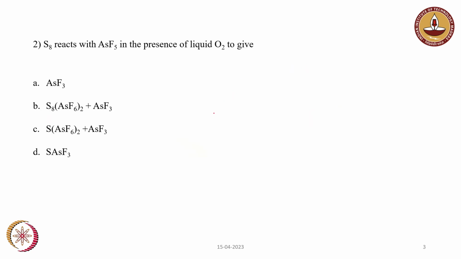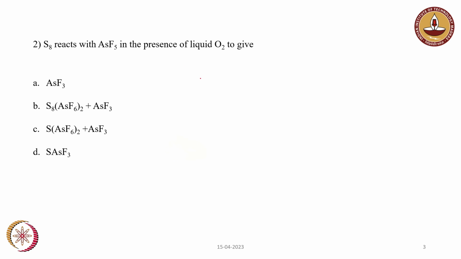Next question is S8 reacting with AsF5 in presence of liquid O2 to give option A AsF3, option B S8 AsF6 twice and AsF3, option C is S AsF6 two times and AsF3, and option D is S AsF3. So sulfur has catenation property, and reacting with AsF5 will form a cationic complex of sulfur.